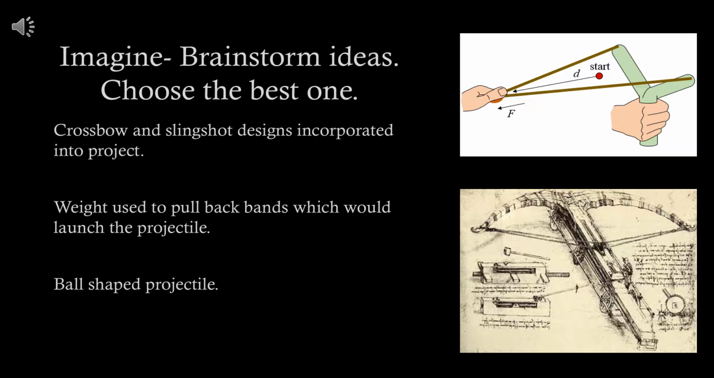The 5-pound weight would be used to pull back the elastic bands, and when released, it would launch the projectile. Based off of this design, as well as looking at the criteria for the projectile, we thought that a ball-shaped projectile would work the best and fire the farthest while also being accurate. We then went on to draw diagrams for our design and figure out what materials we needed in the plan phase of the engineering design cycle.